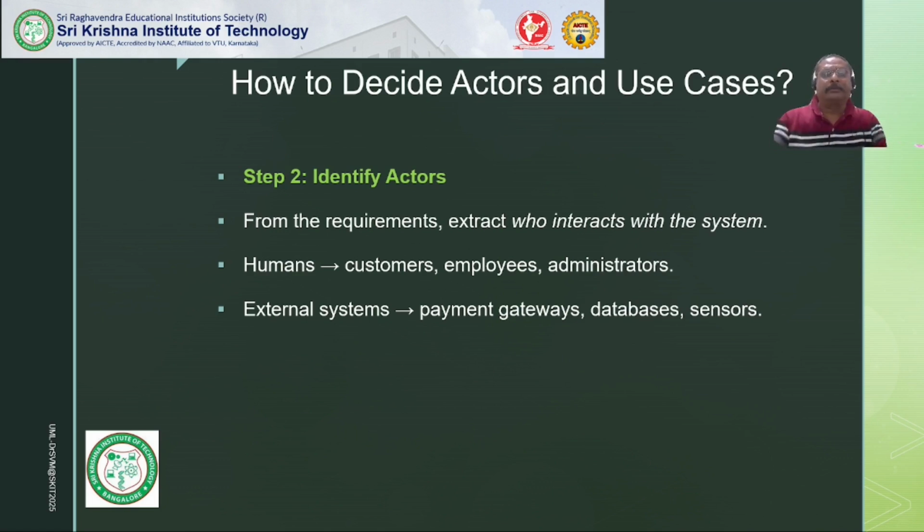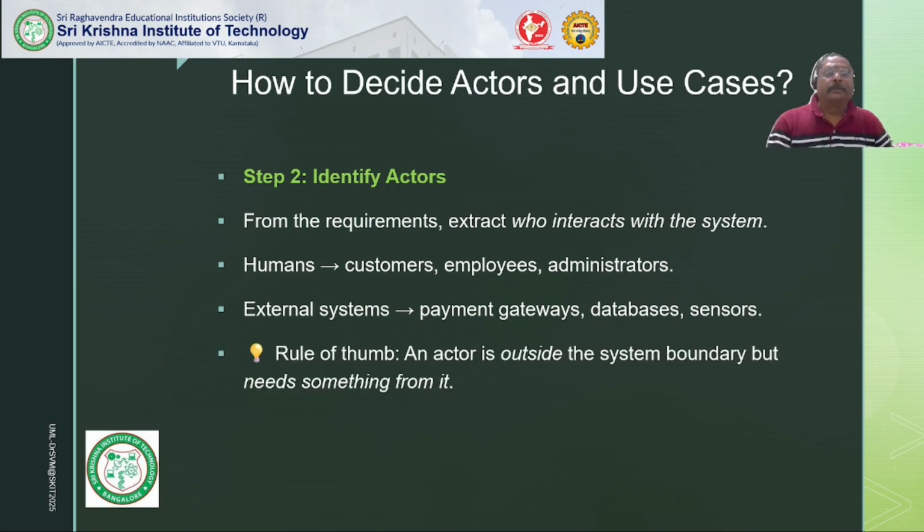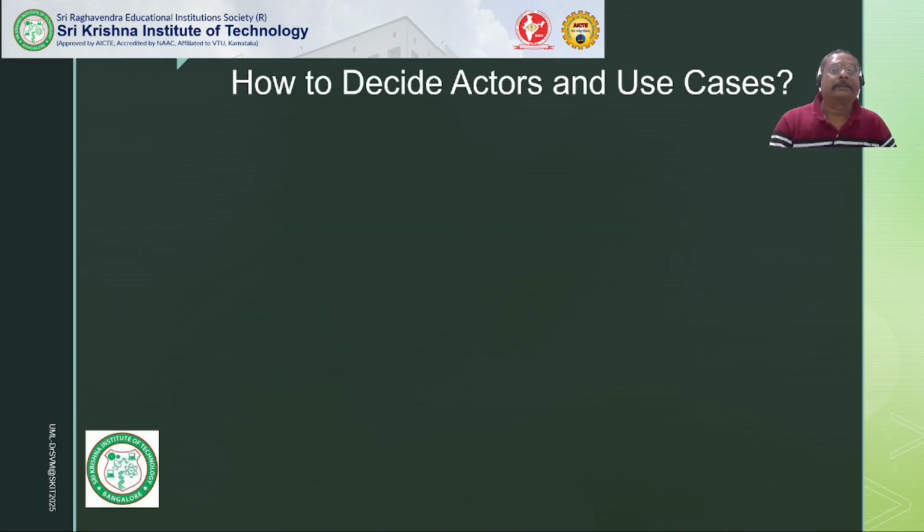All these are outside our system, we are not going to implement them, and that becomes an external system, and that is what actors are. The rule is: an actor is an outsider, it doesn't belong to the system. That means we are not going to implement those things in our system, so they are out of our implementation. They are outside the system boundary, but they need something from the system. Either they give input to the system or they take output from the system. So that's an actor.